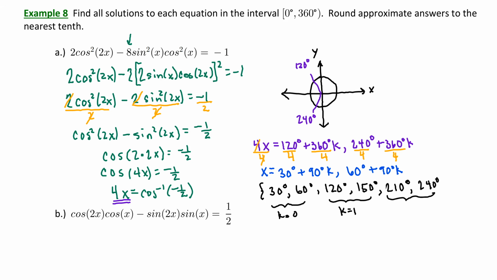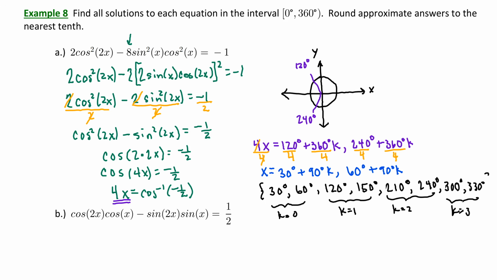We're going to keep going as long as we have values less than 360. Let's try k equal to 3. 30 plus 90 times 3, or 30 plus 270, is 300. And 60 plus 90 times 3, 60 plus 270, is 330 degrees. And those came from k equal to 3.